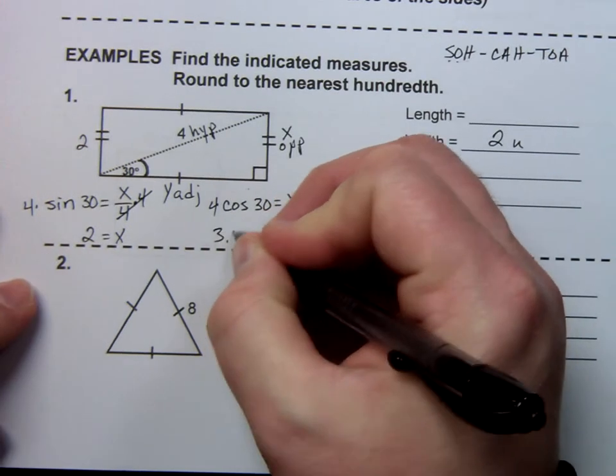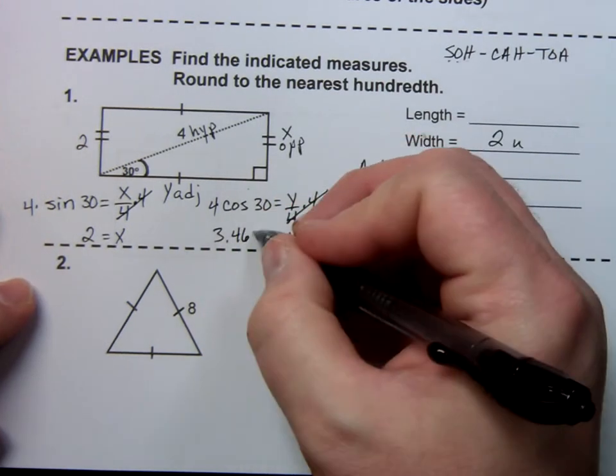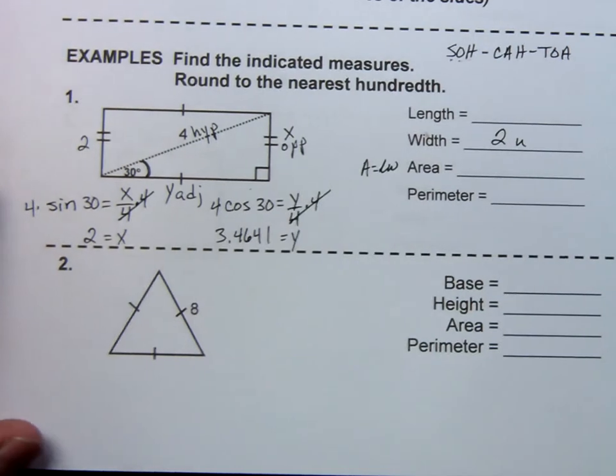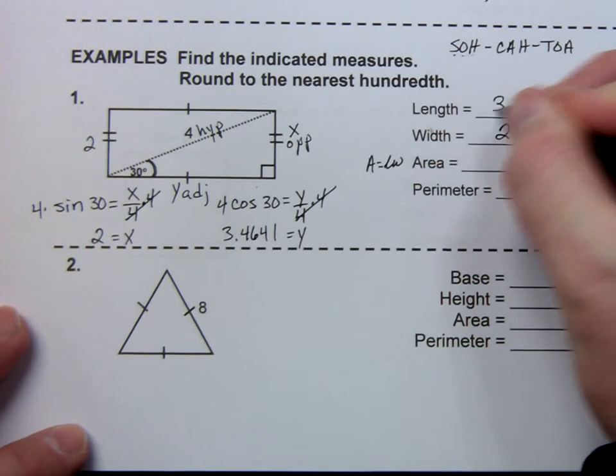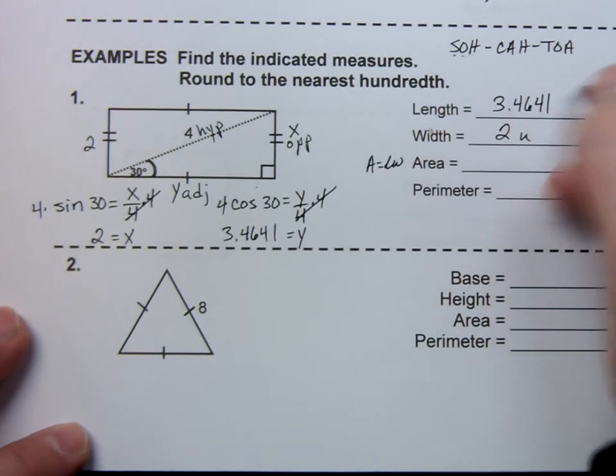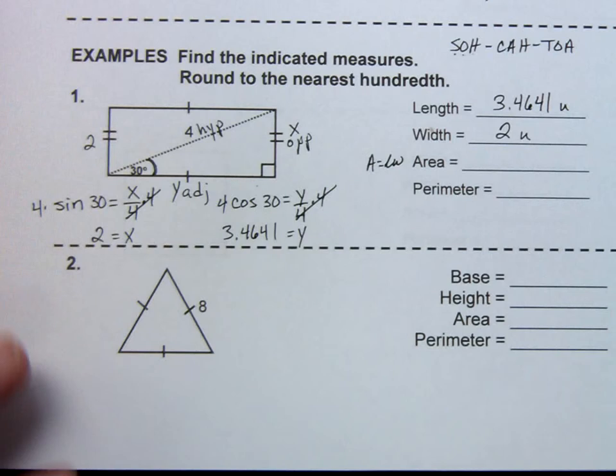And I got 3.4641. It's an irrational number, so I got to round somewhere. Now we want to round our final answer to the nearest hundredth. So for now, I'm going to keep a few extra places because I don't want it to affect my final answer.